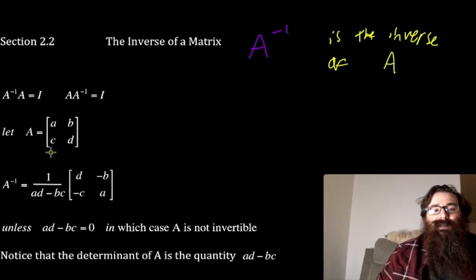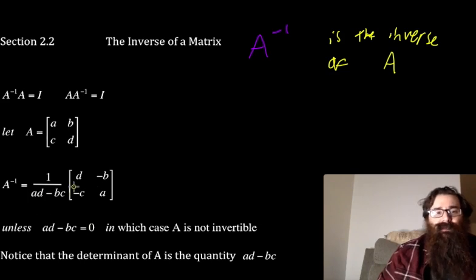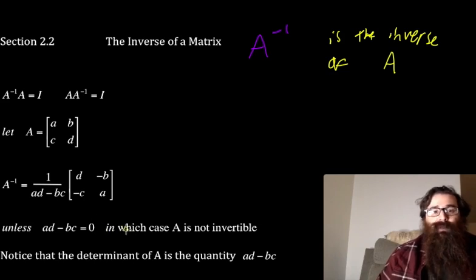And then the entries on what we call the off diagonal, we keep where they are, but we flip their sign. So instead of B, we have negative B. Instead of C, we have negative C. And this is how we find the inverse, unless there could be a problem, right? What if A times D minus B times C is 0? Then I have this coefficient of 1 over 0, which is not going to do us any favors. We would say A is not invertible in that case.